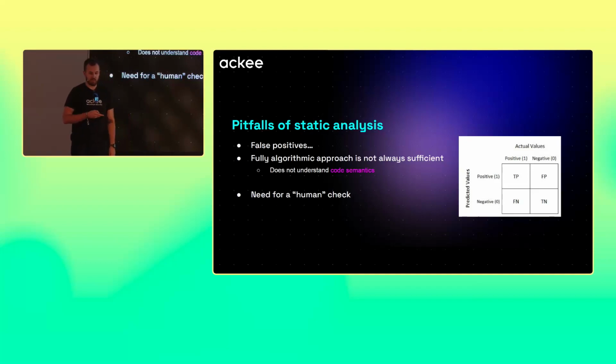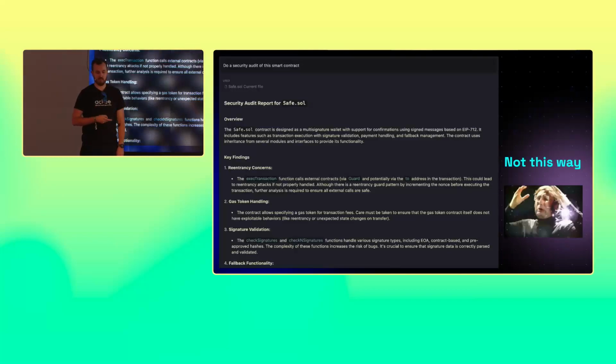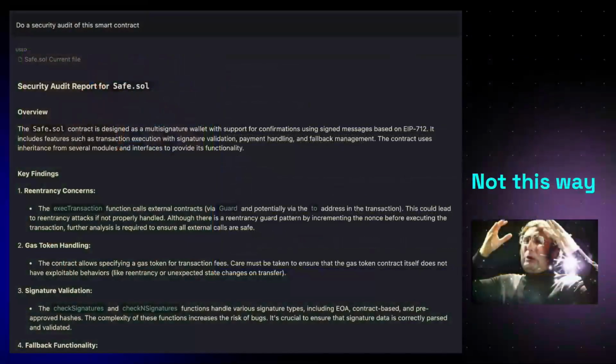So we need some sort of human check, and this is where the AI steps in, and we won't do it this way. You can use it generally for some recommendations, for example, some attack vectors, and just discuss the contract with GPT in general.